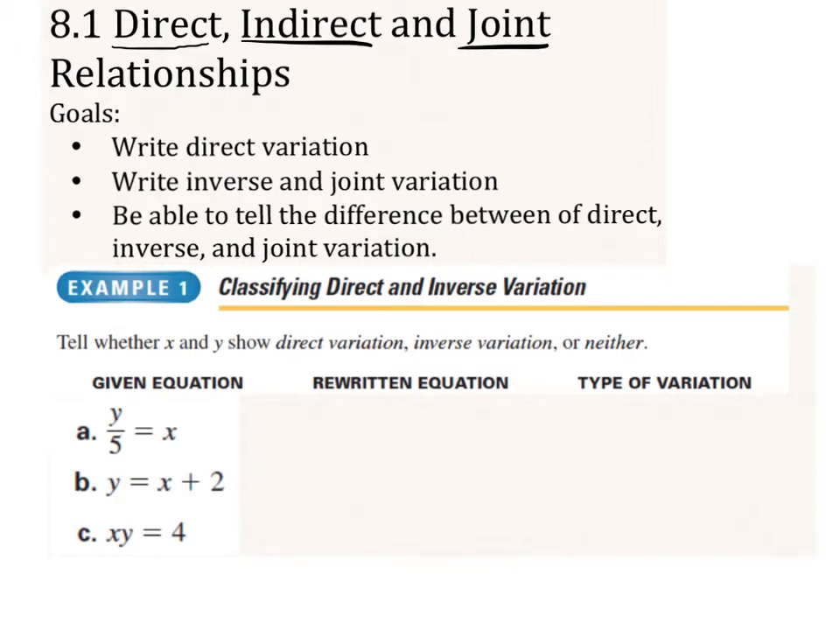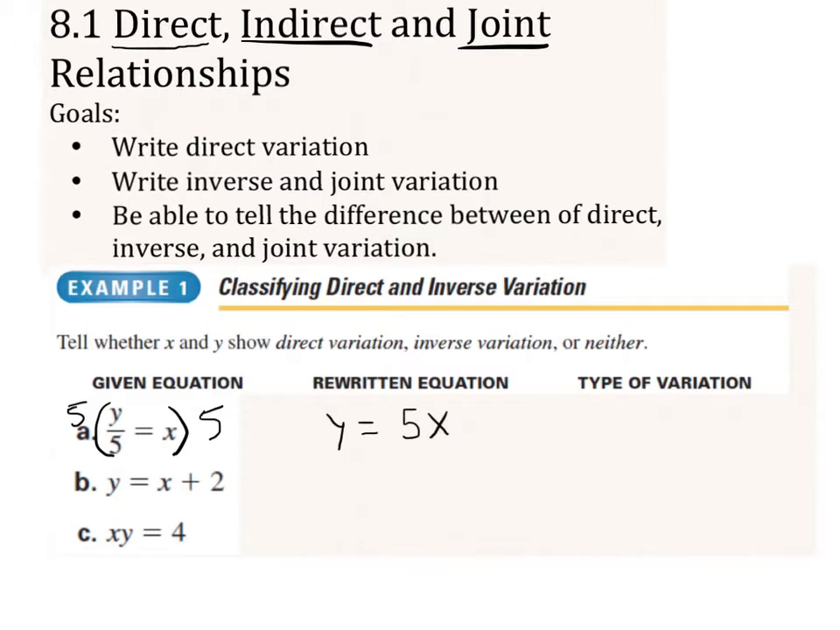The only way you can really tell variation is if you have y by itself. So in order to rewrite an equation so that we make sure that it shows variation, we would have to do that. So in this one, we're going to multiply both sides by 5. We end up with y equals 5x.